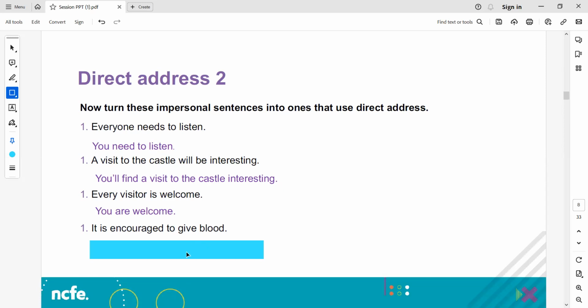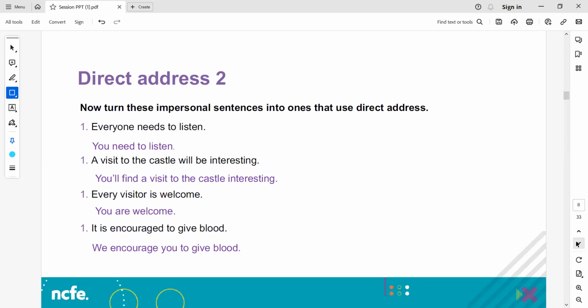It is encouraged to give blood. So instead of "it is", what could we change that to? You are encouraged to give blood. Good. Yeah, good. You are. So, you are encouraged to give blood. Or this is slightly different, but it's the same meaning: we encourage you to give blood. Okay, so either of those would be direct address.